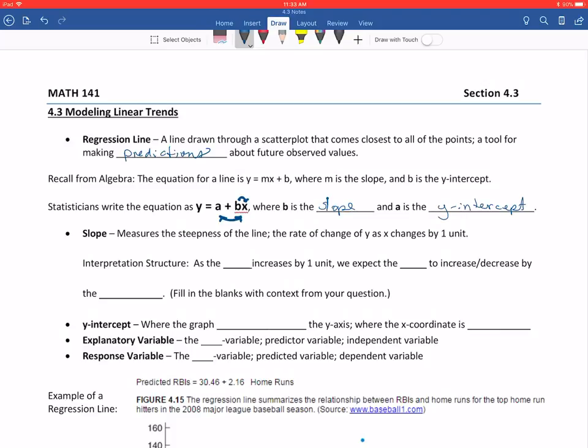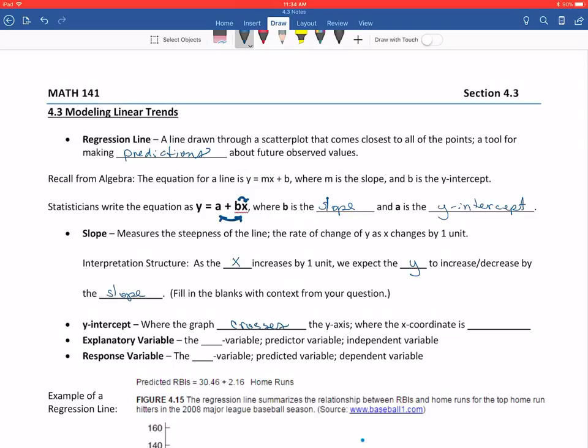Again, you've probably studied this in the past, but recall that slope measures the steepness of the line. It's the rate of change of y as x changes by 1 unit. So they're going to have questions where they want you to interpret what the slope means. A good sentence to use, you just fill in the blanks with the context from your question. And what you'll say is, as the x, whatever x is in your problem, increases by 1 unit, we expect the y to increase or decrease by whatever the slope is. And we'll do an example about that in just a minute.